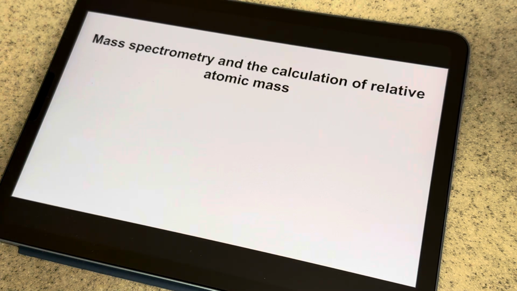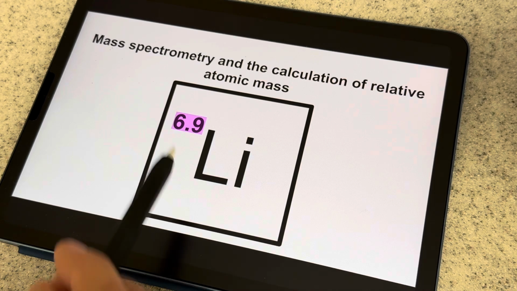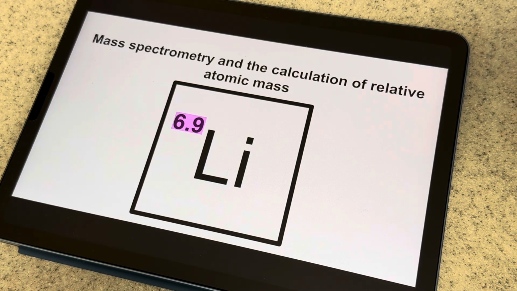In this video I'm going to take a look at something called mass spectrometry and how we use the results from that to calculate the relative atomic mass. So in other words, using lithium as an example, where does this 6.9 come from?